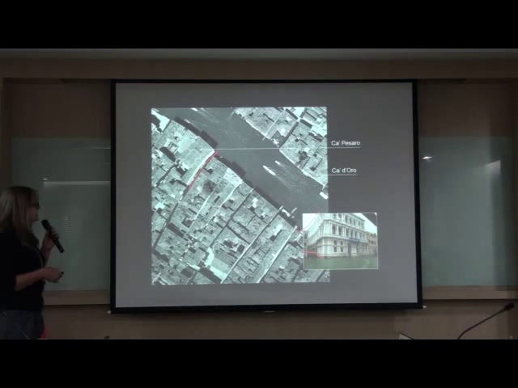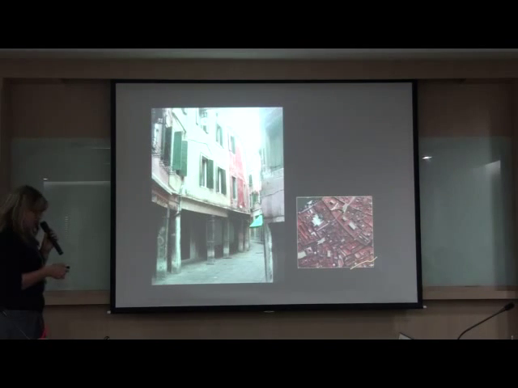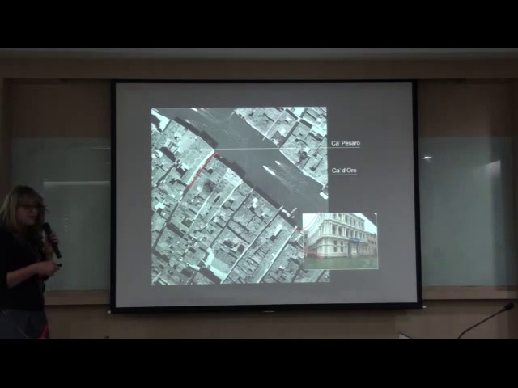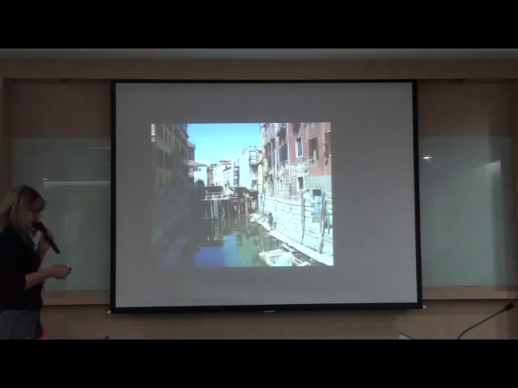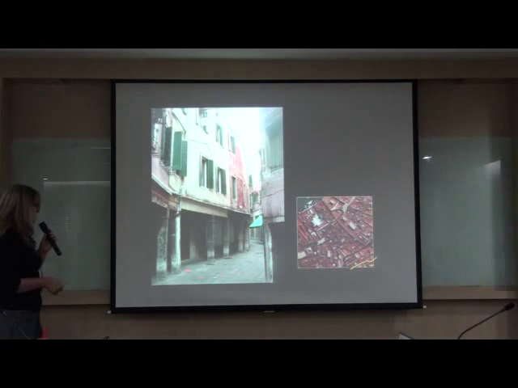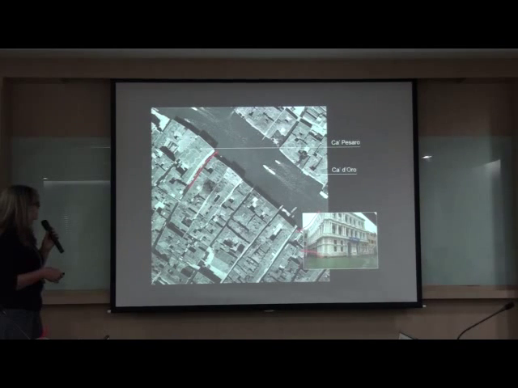These are the shapes of the buildings. You can see here, do you understand why we show this picture here? Because it was a channel that was covered. So previously, this was a water channel. And now it's covered.